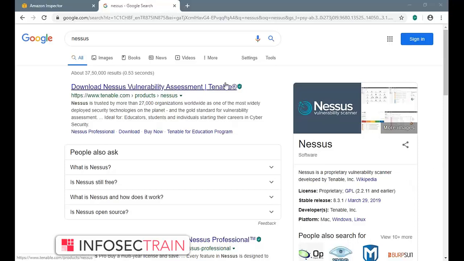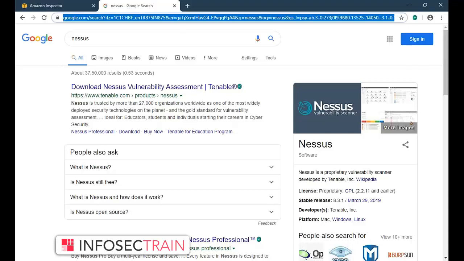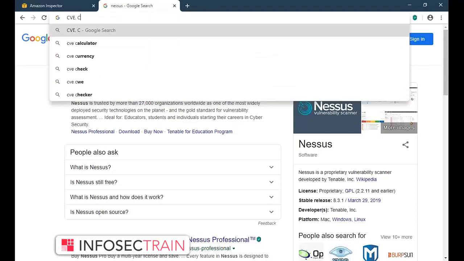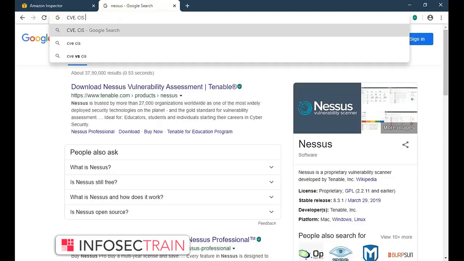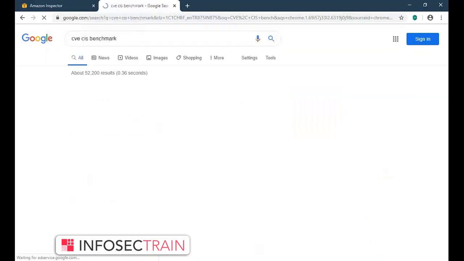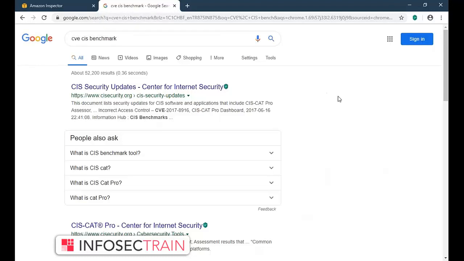For example, if I install the Nessus agent, I can run a vulnerability assessment on a particular server and see what all things are there. Even AWS Inspector or Nessus does not have its own database. They are using databases like CVE or CVSS or these CIS benchmarks. Sources are different for different services. Is it clear?